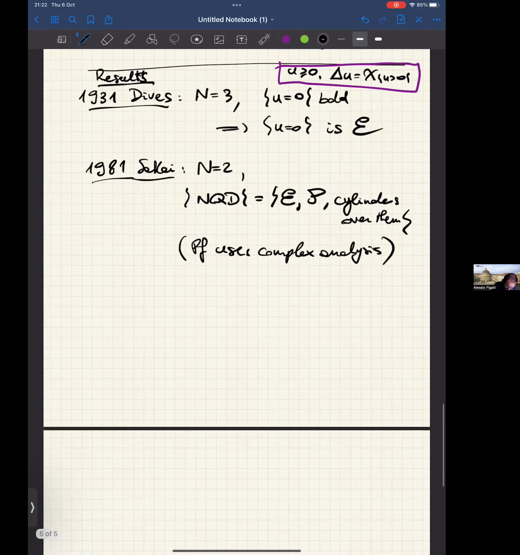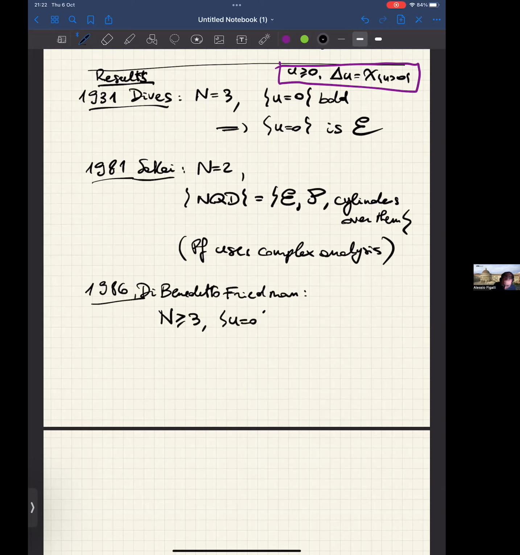Five years later, in 1986, there were two results. First, Di Benedetto and Friedman. They proved that if n is greater or equal than 3 and {u = 0} is bounded, and also {u = 0} is symmetric with respect to all the coordinate axes, x_i equals 0, so all the hyperplanes, so there is full symmetry between x_i and minus x_i for every i from 1 to n, then {u = 0} is an ellipsoid.